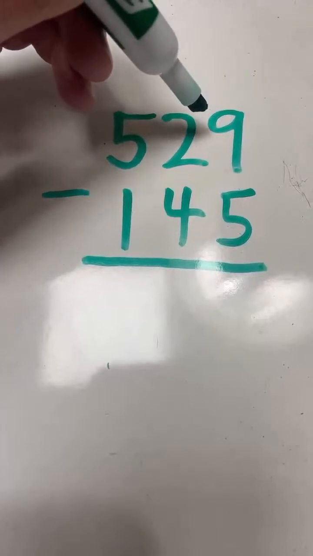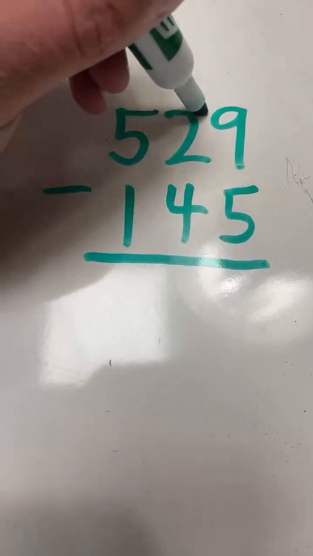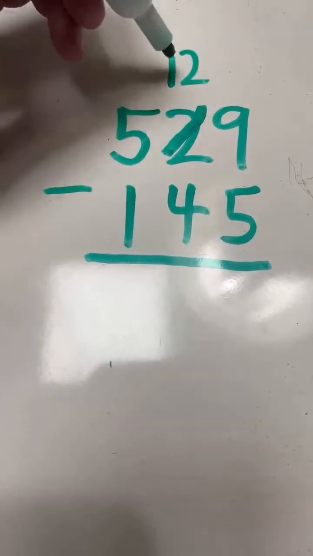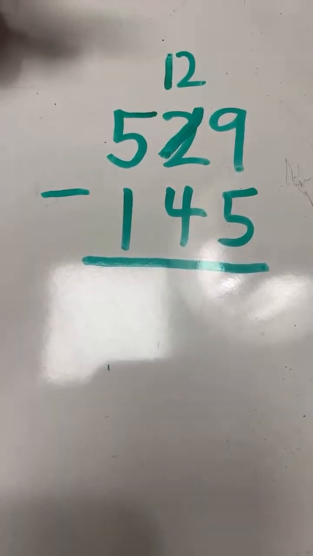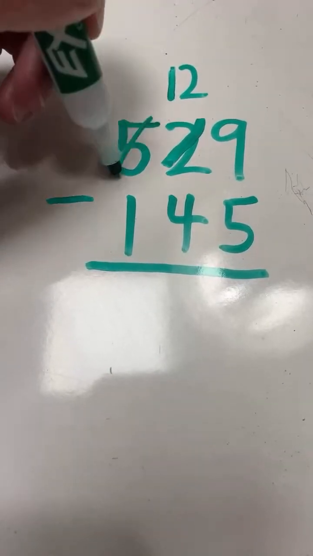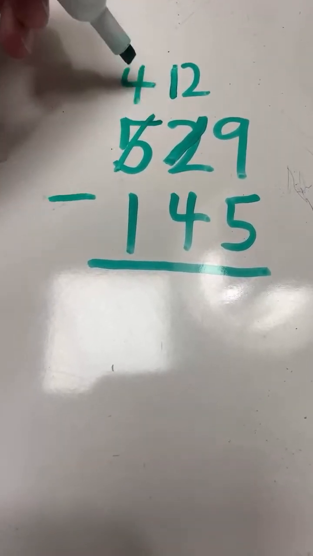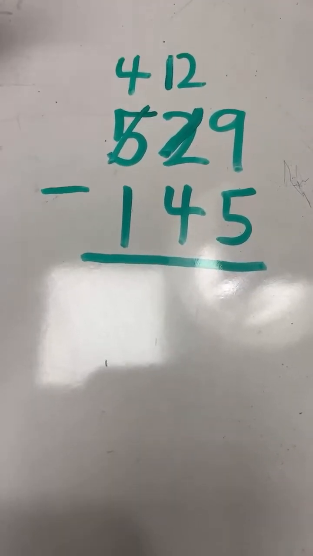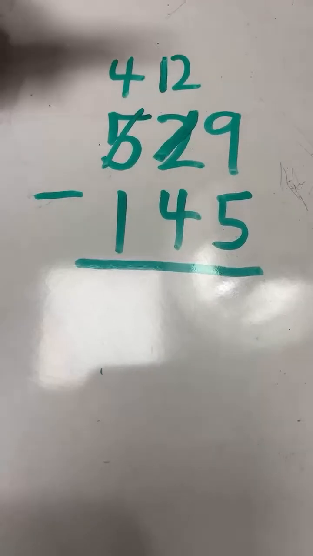So the 2 in the tens place, we have to add 10 to it. So that 2 is going to become a 12, and we are borrowing that 10, or I should say we are taking that 10 from the hundreds place. So the 5 in the hundreds place becomes a 4. Back in the 90s, we used to call this borrowing, but it's not really borrowing because we don't give it back.